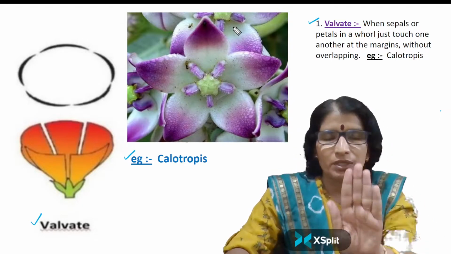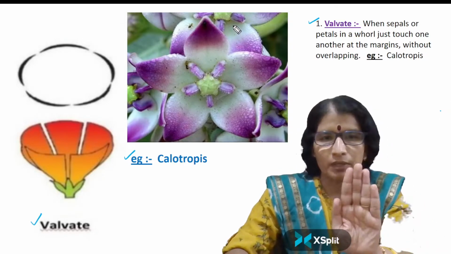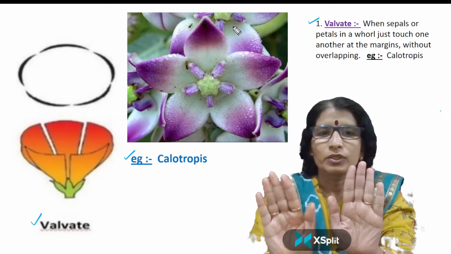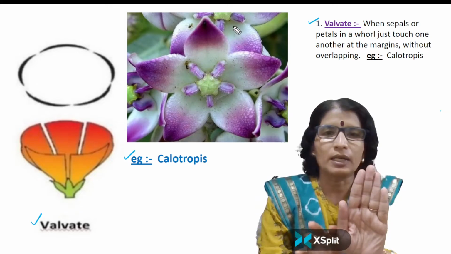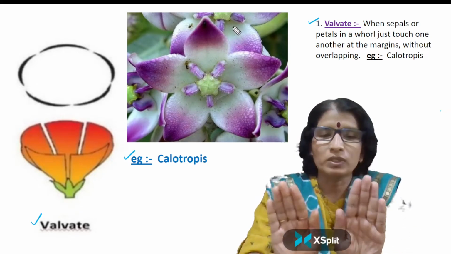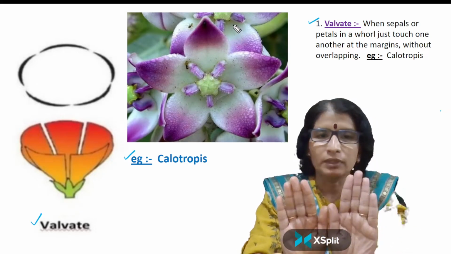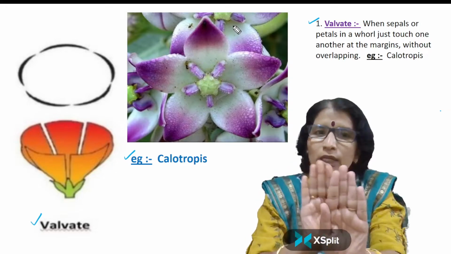For example, just imagine this is one sepal or petal. This is another sepal or petal. So here each petal has 2 margins. This is one margin, this is another margin. The 2 petals or 2 sepals are arranged side by side. They may touch or not, but there is no overlapping.